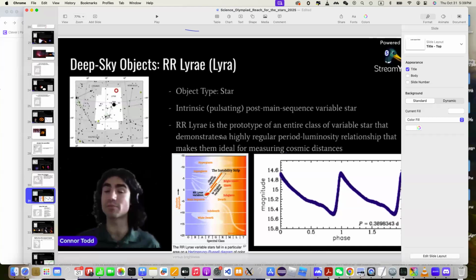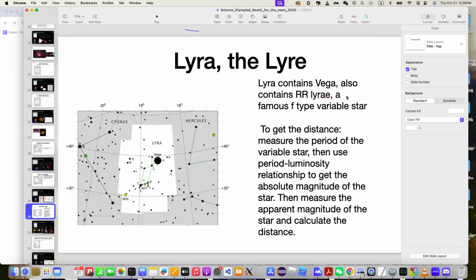So the reason for the variability of R Lyrae is that it is a post-main sequence variable star. It has just evolved off the main sequence branch, so it is located just here. It is at this moment that it is an R Lyrae variable, in this phase. So it makes it very special.